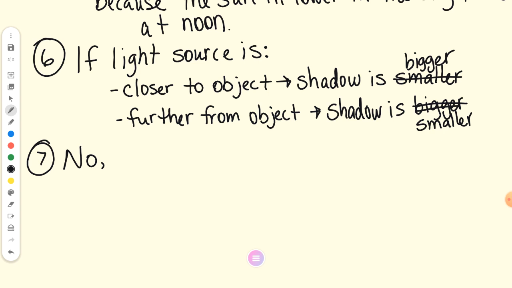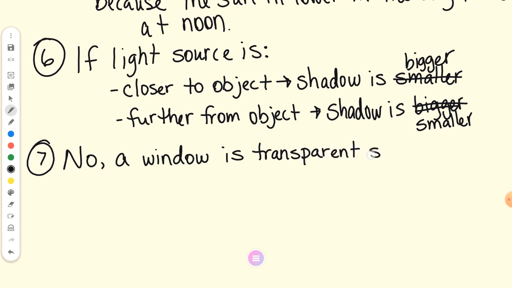Back to windows. Why do windows not have shadows? Fisher? Because they're transparent, which means what? They're see-through. So what does the light do to a transparent object? The light waves just pass through it. So we're going to put all of that. A window is transparent, so the light waves pass through it.